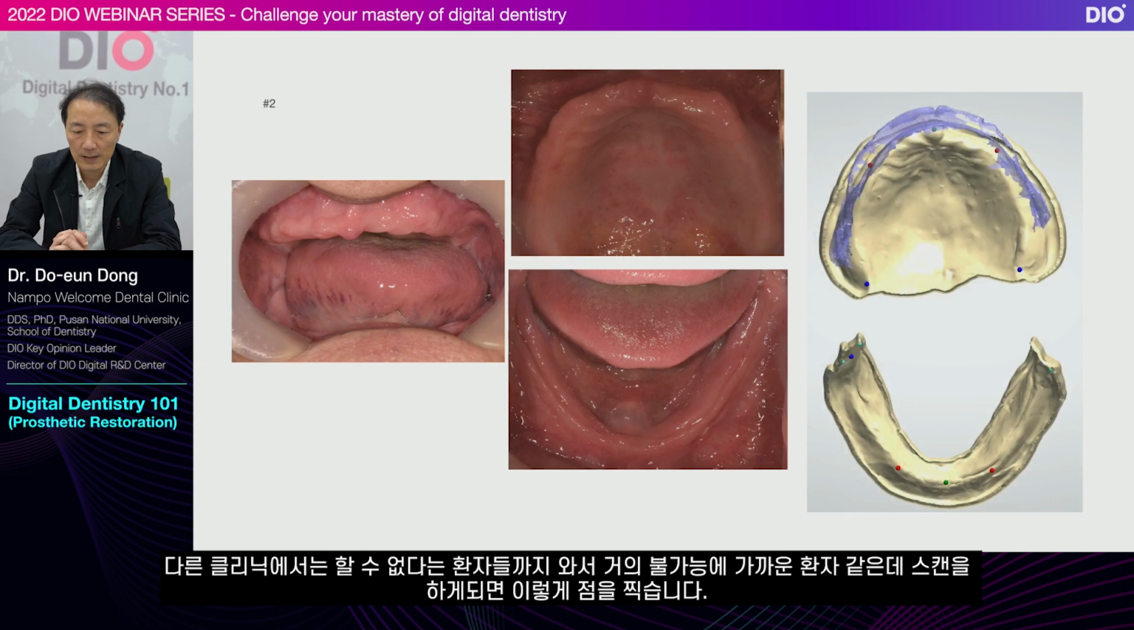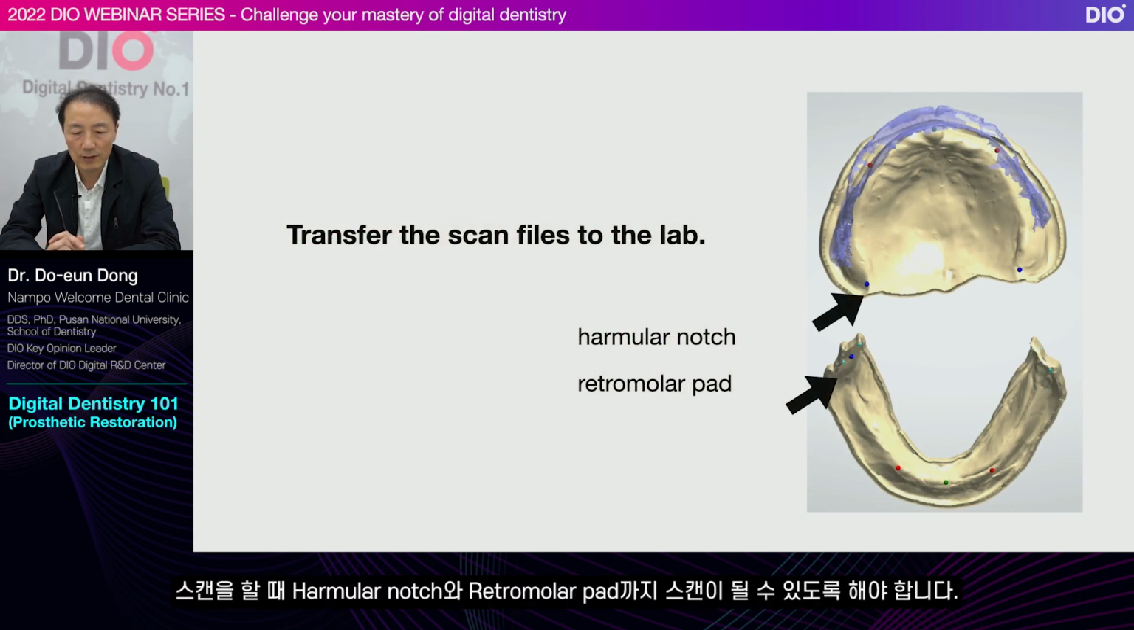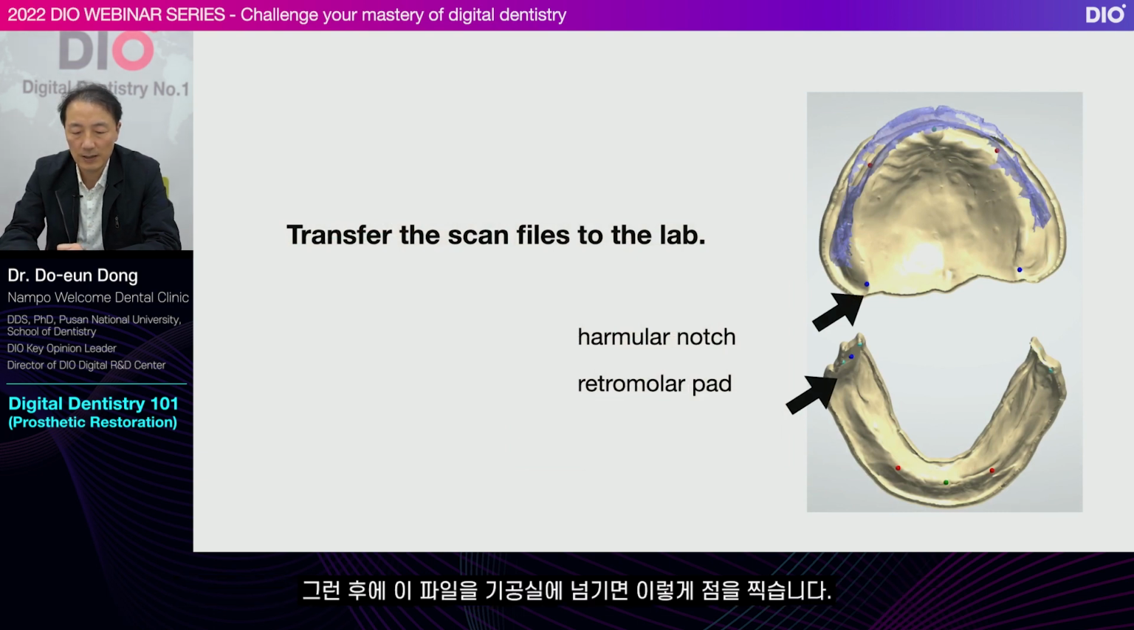When you scan for diagnosis, place dots here, like this. I'll show you the software process. You have to make sure that the scan includes the area from the hamular notch to the retromolar pad. After, when you pass this file to the laboratory, the dots are added like this.